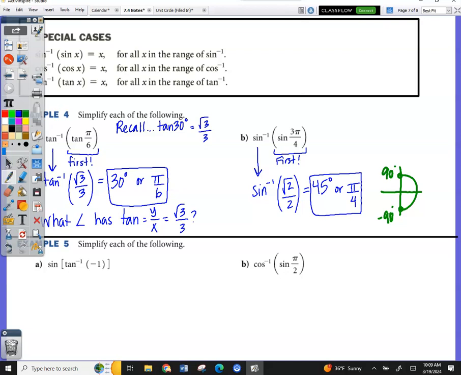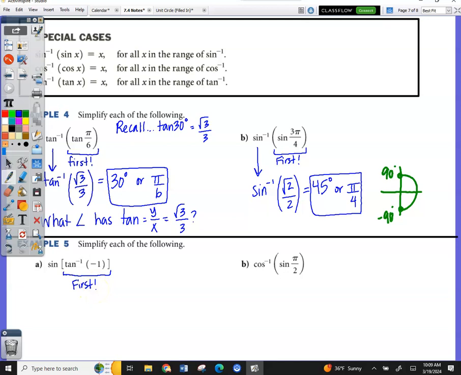Now let's mix it up. Notice that this is not sine of sine inverse. They don't match. It's sine, but it's the same concept. It's just now you've got to be careful. Am I looking at y? Am I looking at x? Am I looking at y over x? So this is the innermost, right here. We're going to do this first.